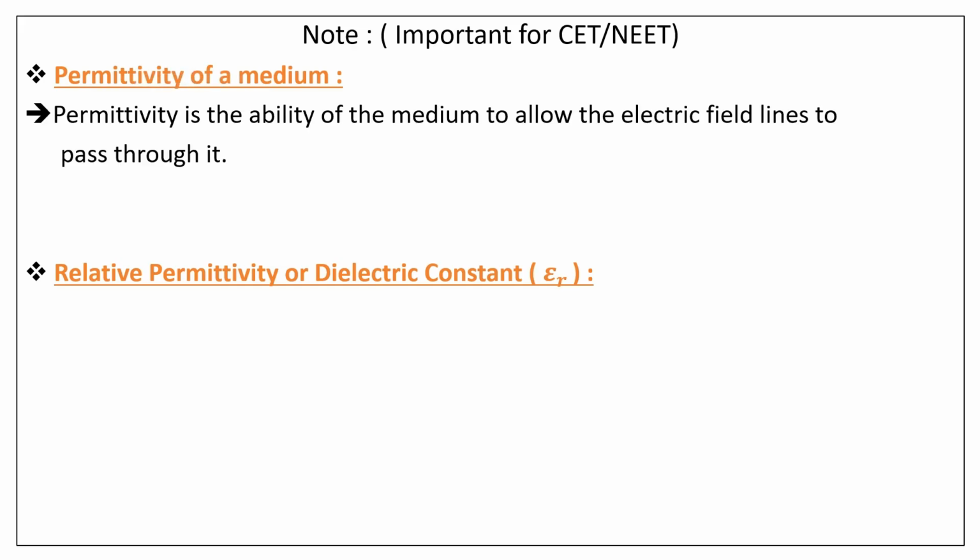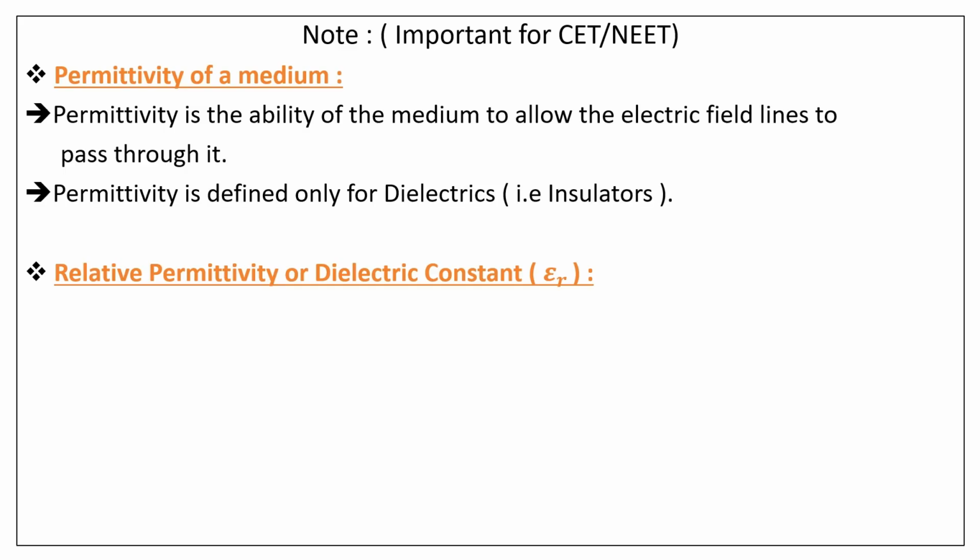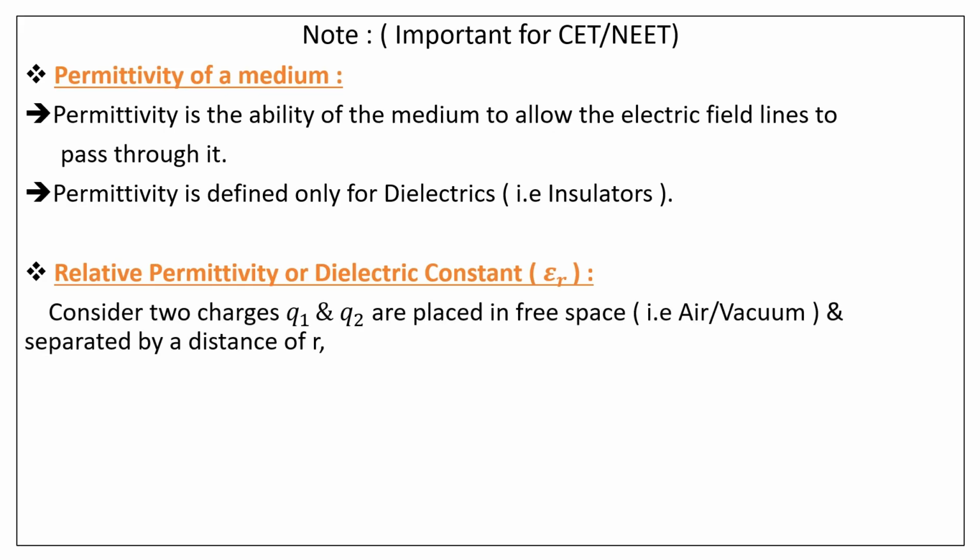Permittivity of a medium. Permittivity is the ability of the medium to allow the electric field lines to pass through it. Permittivity is defined only for dielectrics, that is insulators. Relative permittivity, or dielectric constant, is denoted by epsilon r.